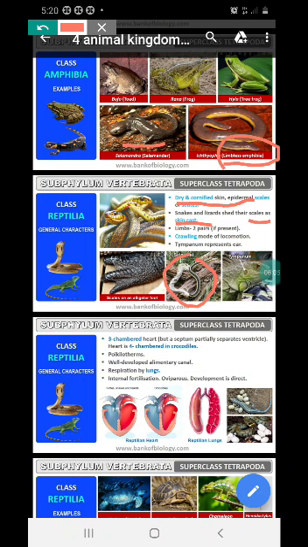They have two pairs of limbs. Most of them do, but snakes do not have any limbs, while the others have two pairs of limbs for moving around. And all the examples of this category are crawling animals. That is the meaning of Reptilia. Crawling mode of locomotion. Okay, right.